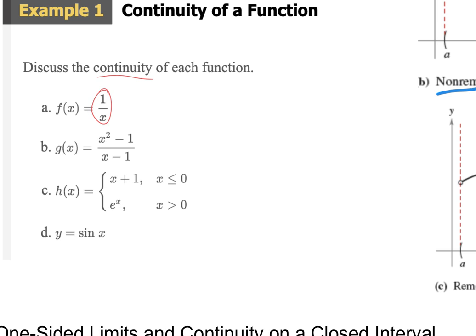I know that this function is going to be undefined when x equals 0. Okay, x cannot equal 0, this function. And we could sketch a quick graph here. So as x approaches 0 from the right, it's going to get bigger and bigger. As x approaches 0 from the left, it's going to get smaller and smaller. It's going to approach negative infinity as it goes to the left, positive infinity as it goes to the right. So that limit doesn't exist.